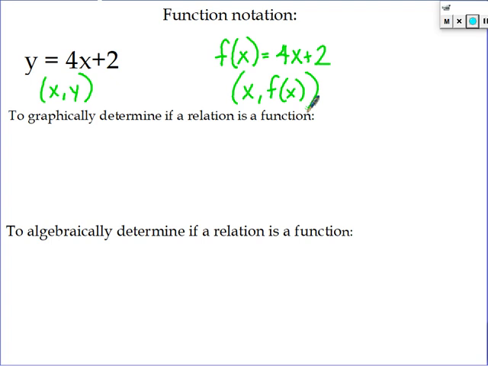Okay? Now there's 2 ways to determine if a relation is a function or not. Graphically, you probably remember the vertical line test.